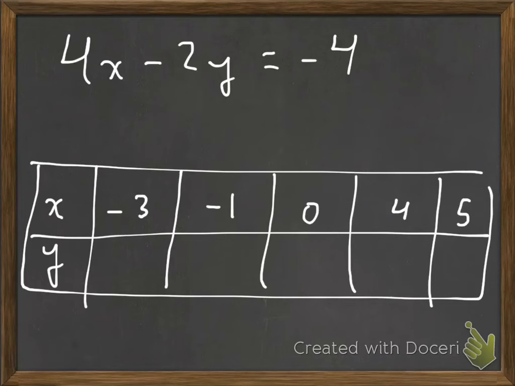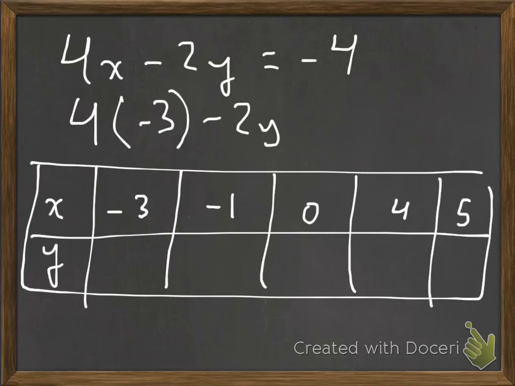All right, Wyatt, so hopefully you got a chance to take a look at this one and try this on your own. Here are the numbers. Here's what you should have done. Let me explain how you would have done it. You take 4, and we're going to multiply by the first number here, negative 3. Minus 2y equals a negative 4. What we're left with is a negative 12 minus 2y equals a negative 4.